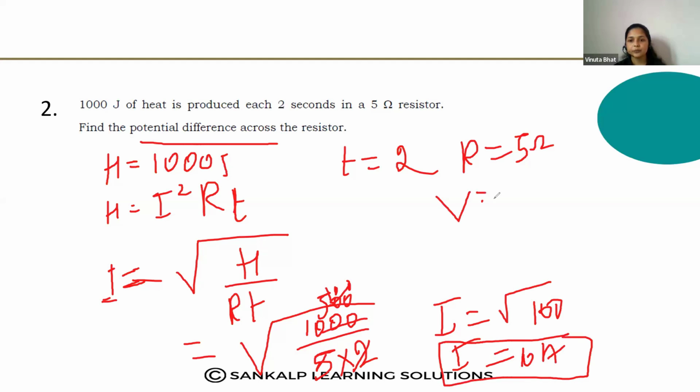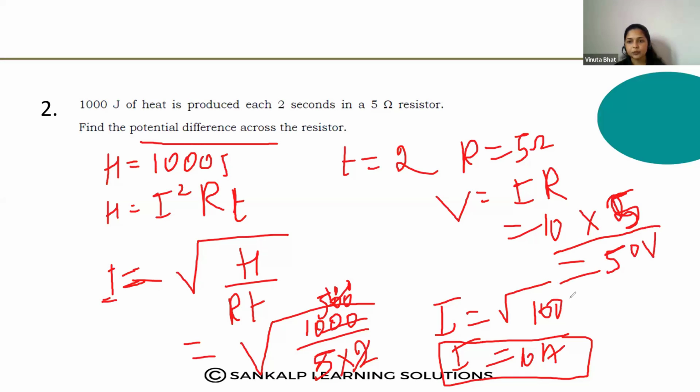V is equal to I into R. Here we know I is 10 ampere, R is 5 ohm. So total 50 volt. What is the potential difference? That is 50 volt. Please note down the question.